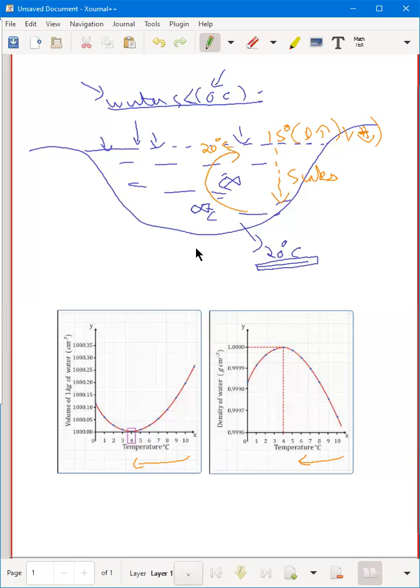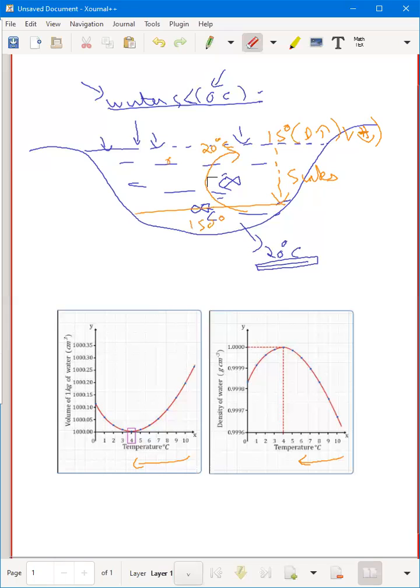Correct? So now the water down is at 15 degrees and on top is at 20 degrees. Then this 20-degree water will also reach 15 degrees. Then this circle will continue and all the water reaches 4 degrees. So then this will become 10 degrees, then it will become 6 degrees. And ultimately, the entire water will become 4 degrees.